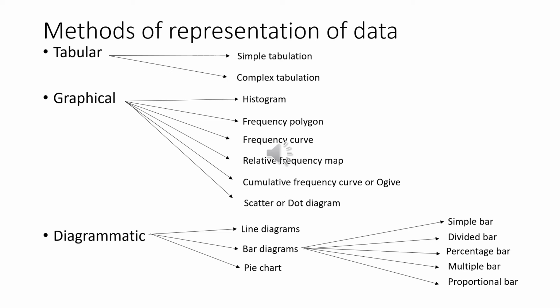There are several methods of representation of data such as tabular method, graphical method and diagrammatic method. In tabular method there are two methods, simple tabulation and complex tabulation. In graphical methods, histogram, frequency polygon, frequency curve, relative frequency map, cumulative frequency curve or ogive, scatter or dot diagram. In diagrammatic representation of data, line diagrams, bar diagrams and pie chart. Further we can divide bar diagrams in several other methods such as simple bar, divided bar, percentage bar, multiple bar and proportional bar.